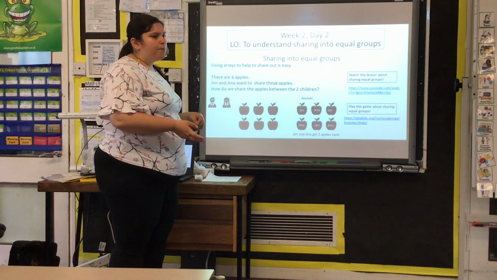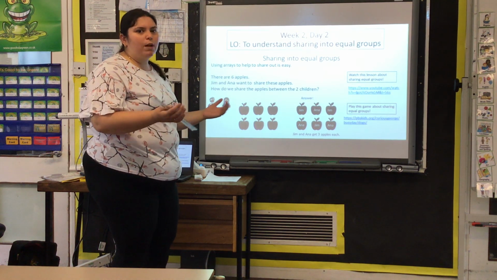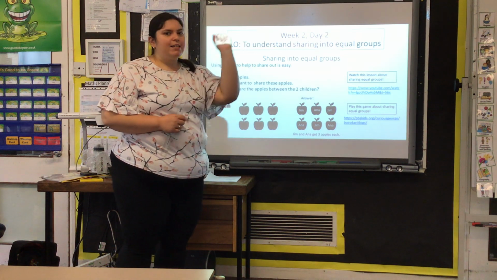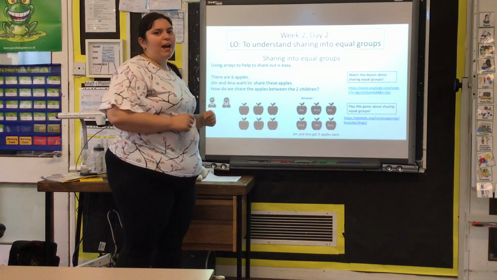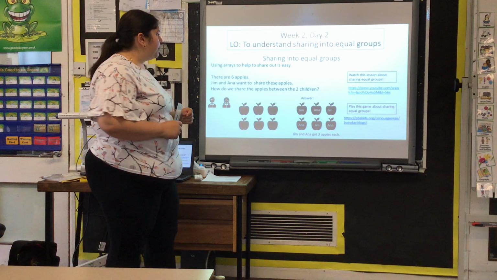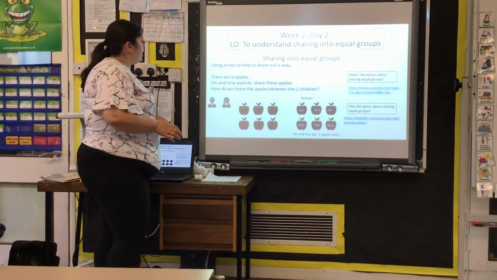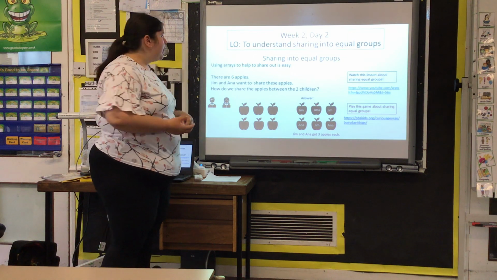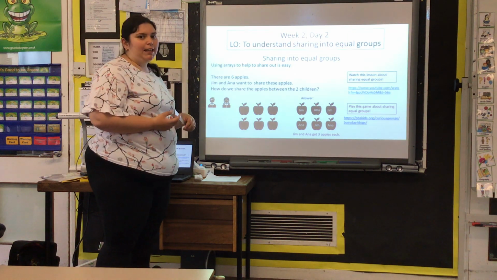So when we share, we make sure that we give people the equal number. Okay, we don't give Tom 2 and Maisie 5. We need to make sure that we have the same in each group. Right, so if we have a look here, we can use arrays to help to share out. It makes it easier and it helps us to see it nice and clearly.